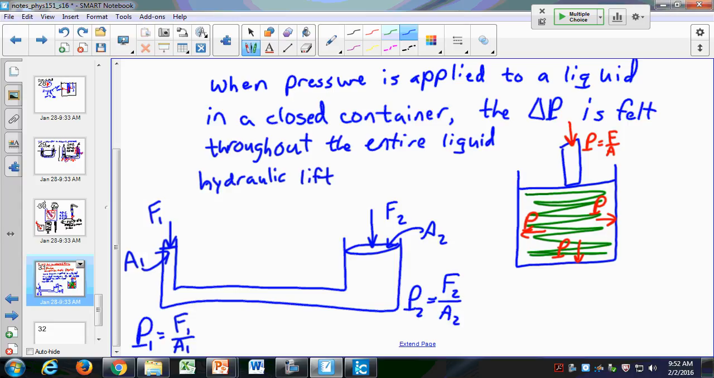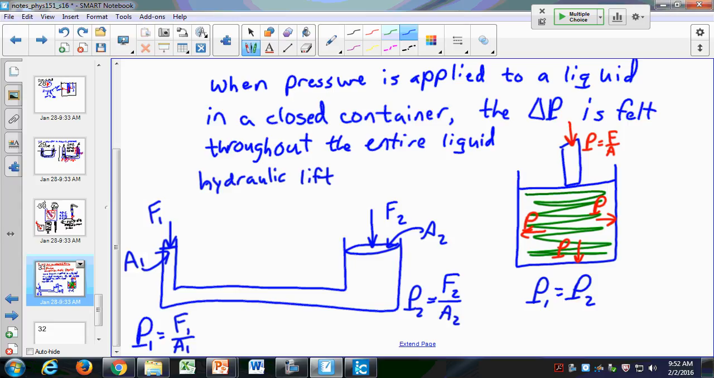What Pascal's principle says is that P1 is equal to P2. That any pressure that I exert on this liquid over here, I'm going to feel that same pressure all throughout. It's going to be transferred directly to this piston over here, so that this pressure, P1, has to equal this pressure. And so we can use that to our advantage, like a simple machine, basically.